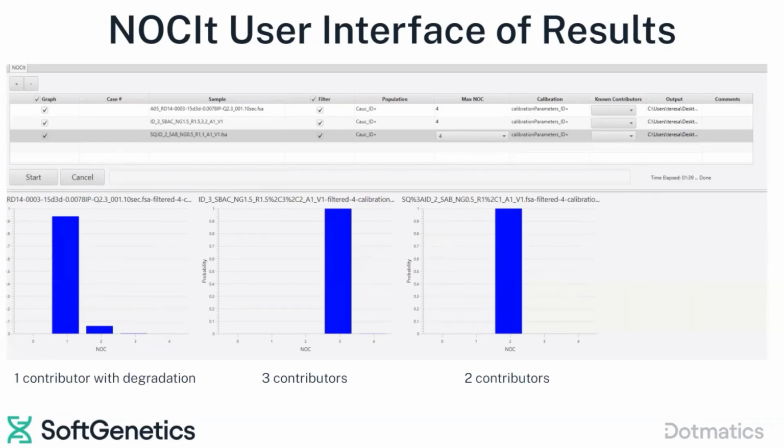the software as well. I also wanted to note here that it's important to test more than the expected number of contributors. If the highest probability calculated by the software is also the largest possible number of contributors, then that indicates that the true number of contributors could be higher than what you tested. So, for example, in the center case, if we told NOCIt to calculate up to 3 contributors, and we got the highest probability at 3 contributors, you would have to report out that the highest probability was for 3 or more contributors, not just 3.